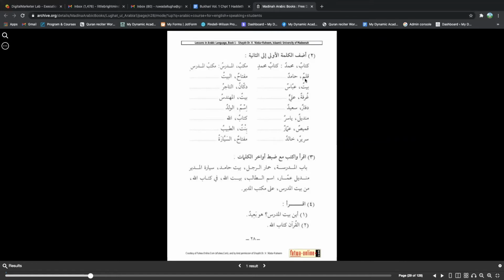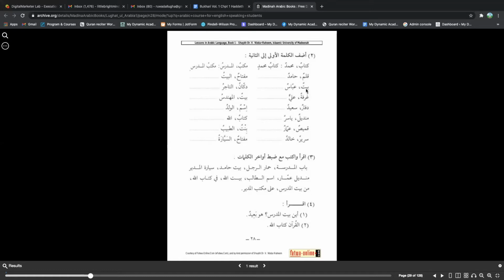We have a pen, and Hamid, which was a name. We want to make it Hamid's pen. So all we do is get rid of one of the dhammas, and it becomes qalamu Hamid. Is it still Hamidun, or do we change it? Since it's mudaf ilayhi, you have to make it majroor. So it becomes qalamu Hamidin. Qalamu Hamidin.